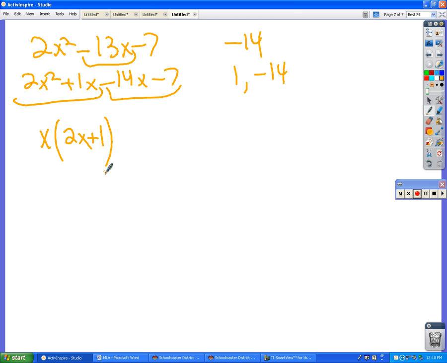Now let's look at the next one. What do I take out of -14 and -7? -7. -7 times what is -14x? 2x. -7 times what is -7? 1. Plus 1. I've got a 2x plus 1. That's part of our answer. 2x plus 1, and the other part of our answer is x minus 7.